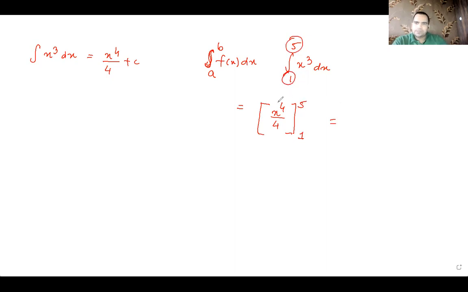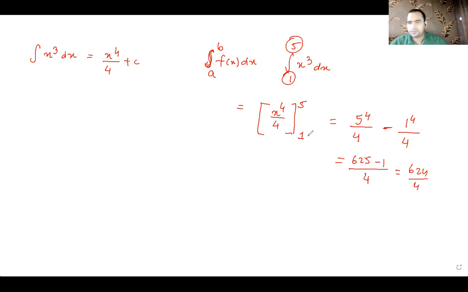So if I plug in the upper limit here, if I plug x as 5, it'll be 5 to the power 4 over 4, and subtract by plugging 1 here. So 1 to the power 4 over 4. So this is going to be 5 to the power 4 is 625, minus 1, over 4, which is nothing but 624 over 4. So this is the difference between definite and indefinite integral.